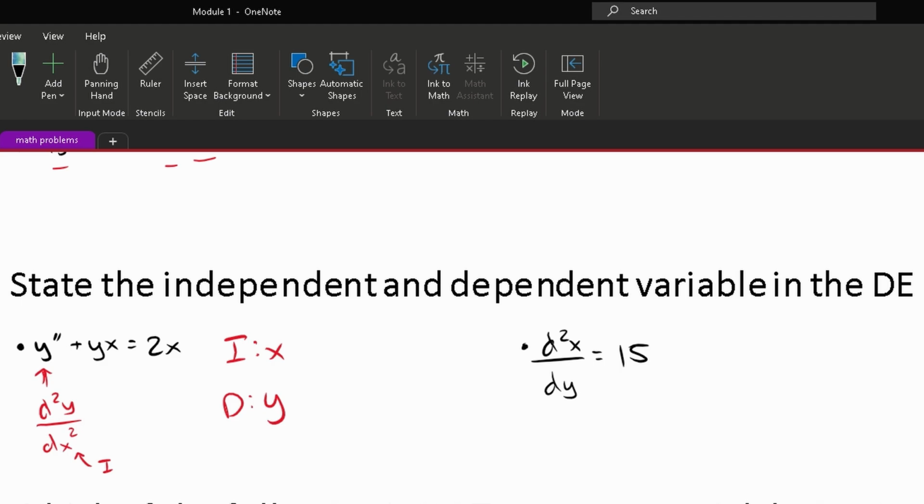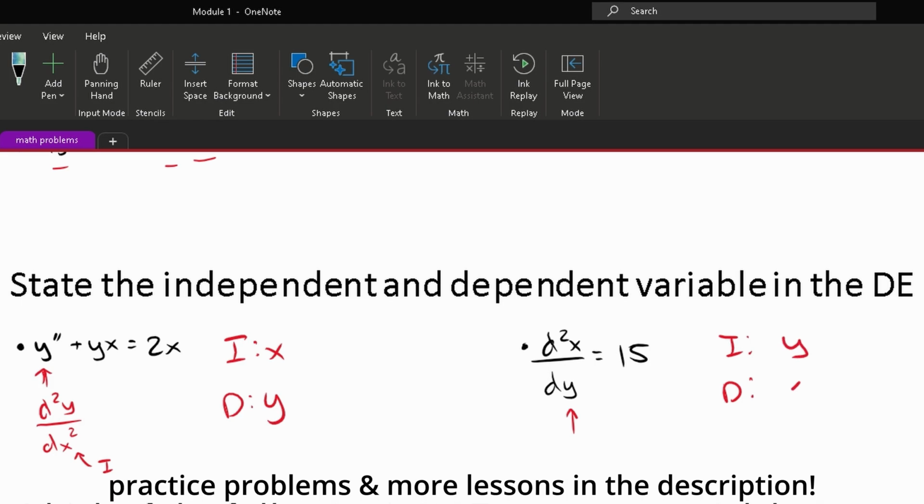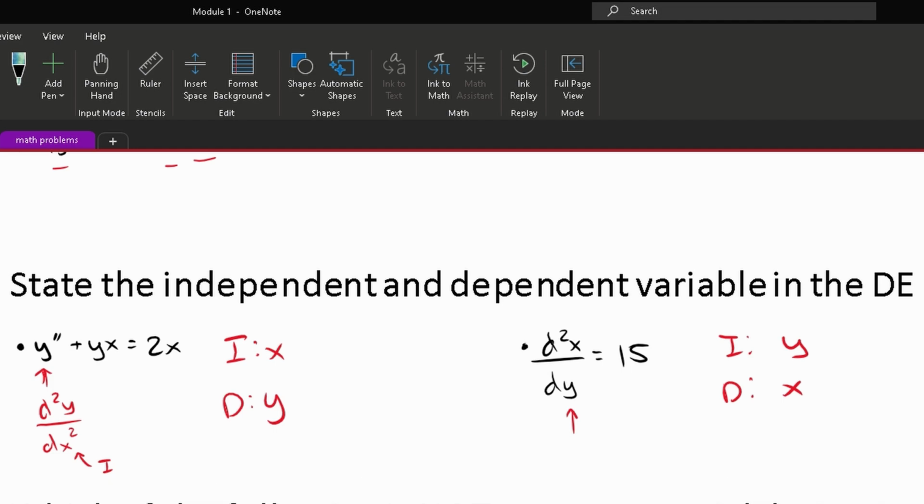Now, this same logic applies for this one right here. The one on the bottom is going to be the independent and the one on the top depends on it, so it's dependent. So that means the independent for this one is going to be y and this one is x. And that's how we would look at independent versus dependent variables in our differential equation.